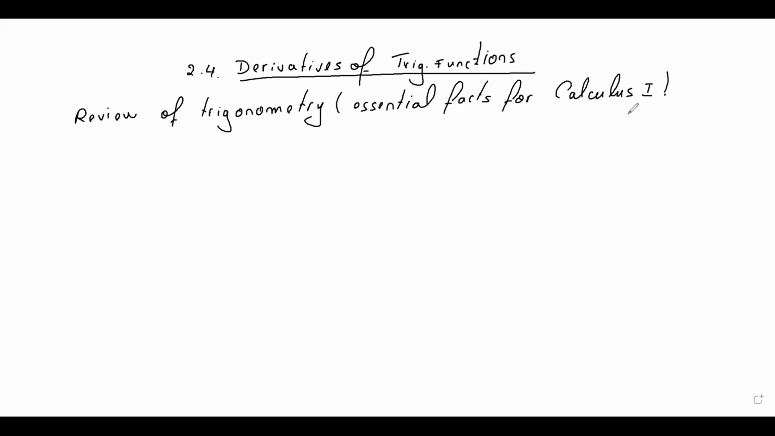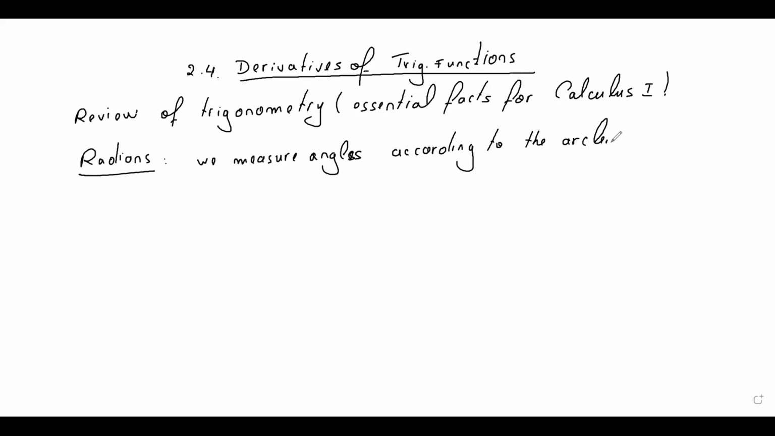All right, so that review would start with, first of all, the definition of radians. So radians, folks, we measure angles according to the arc length they describe on the unit circle.